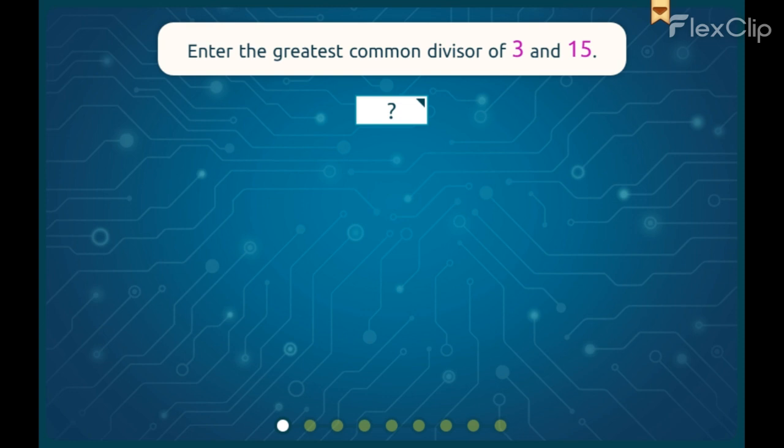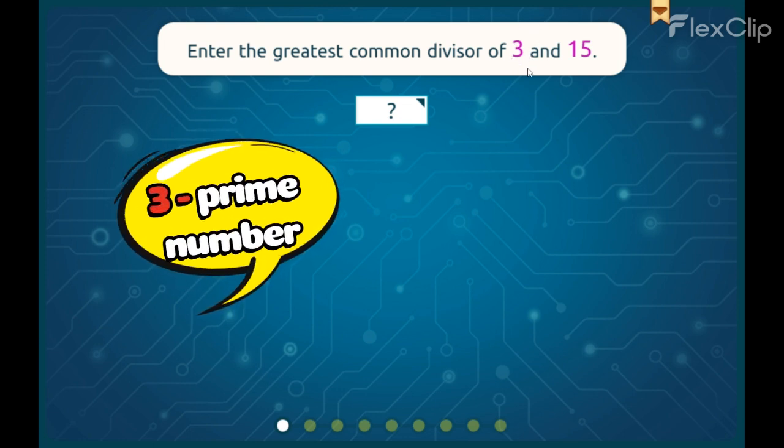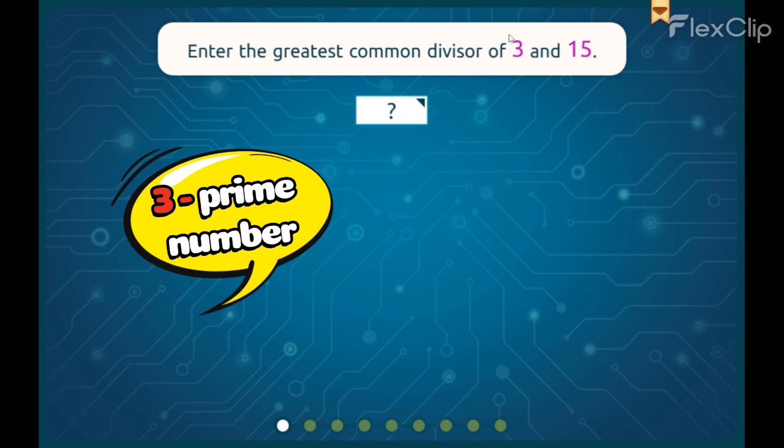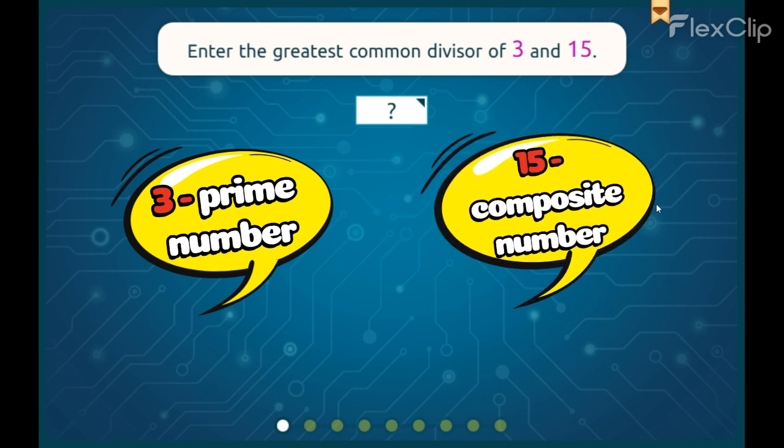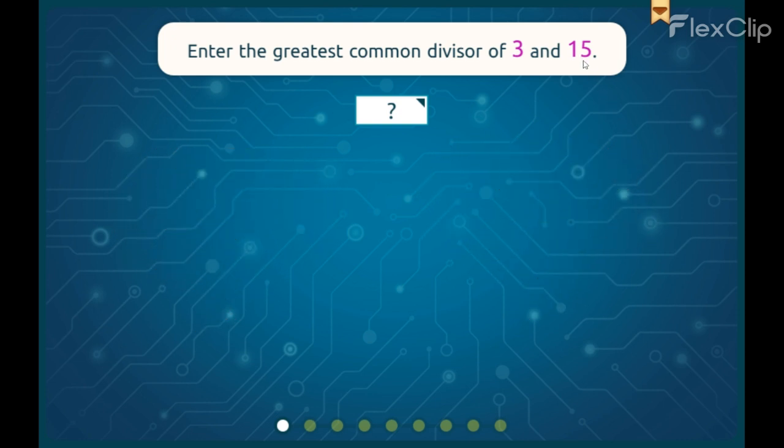And right now, we are going to make sure that we are working toward our goal to learn and practice the greatest common divisor in real life situations. We are provided with two numbers, 3 and 15, and we are supposed to enter the greatest common divisor for them. We know that 3 times 1 gives us 3. It's a prime number, which means it doesn't have more than two factors. And 15 is not a prime number. It's a composite number. It has more than two factors: 1 and 15, 3 and 5.